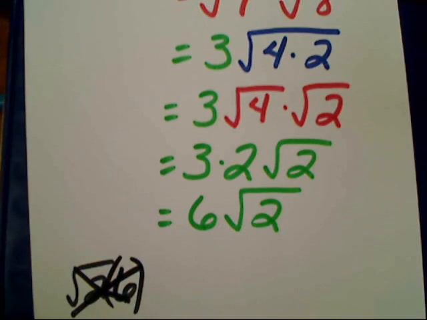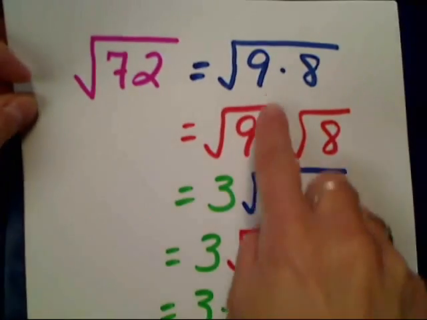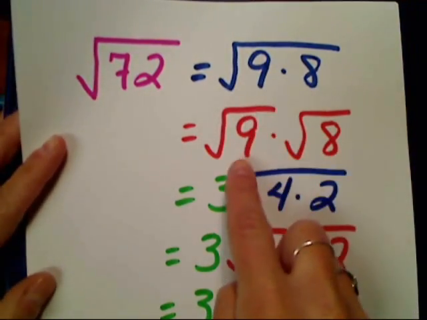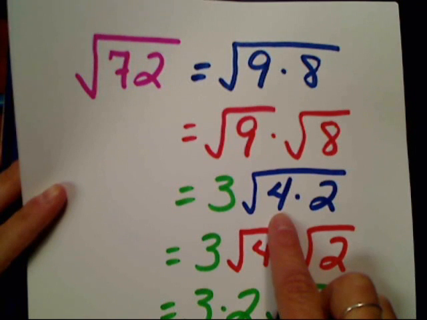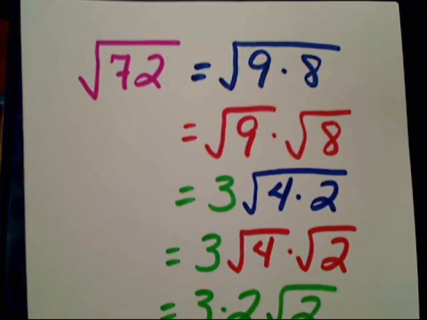Wow, 2 steps to simplifying that one. We first found 9 times 8, and 9's a perfect square, and we simplified that, but then we remembered that there's a perfect square in 8. Was there a way that I could have done this faster? Could I have done this in 1 step and not 2? Well, of course. That's why I asked the question.